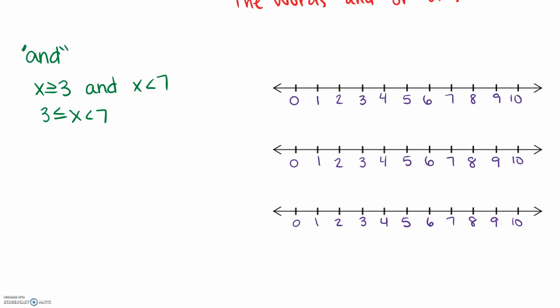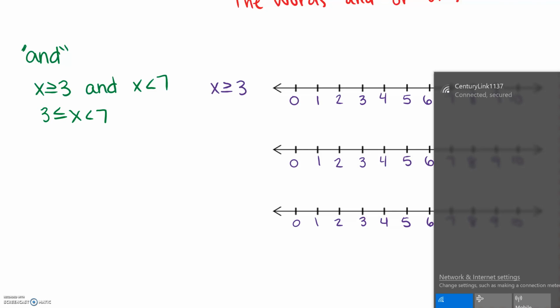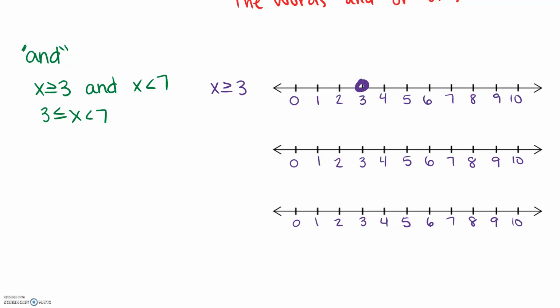So let's look at x is greater than or equal to 3 first. And we'll graph that up at the top. So we have a closed circle at 3, and it is greater than, so it includes all numbers that are greater than 3. Next, let's look at x is less than 7. Since x is less than 7, we have an open circle at 7, and it includes all the numbers that are below or less than 7.